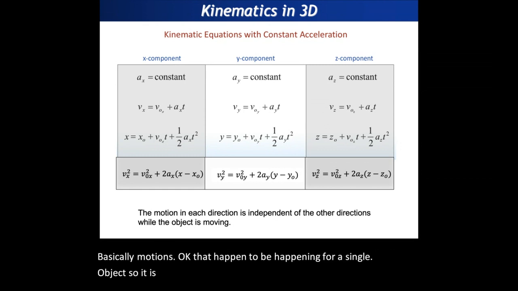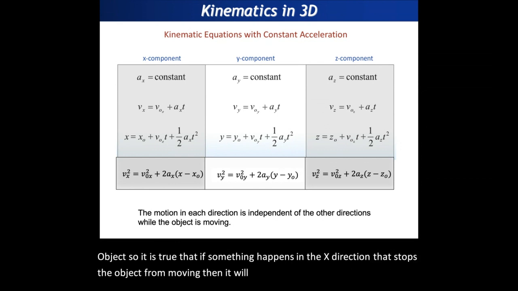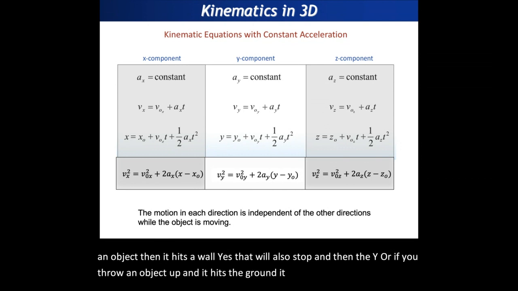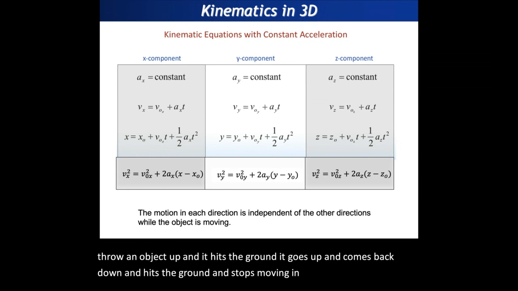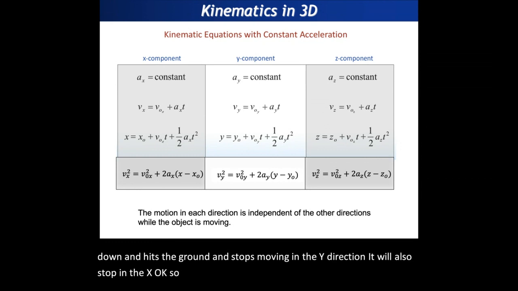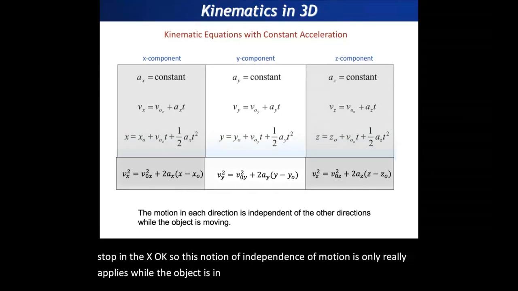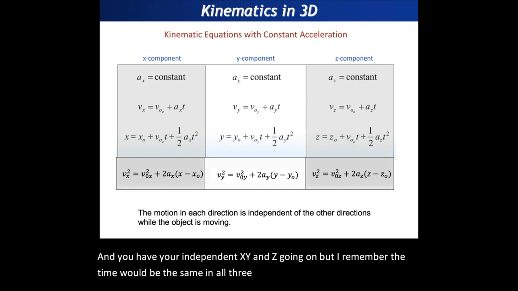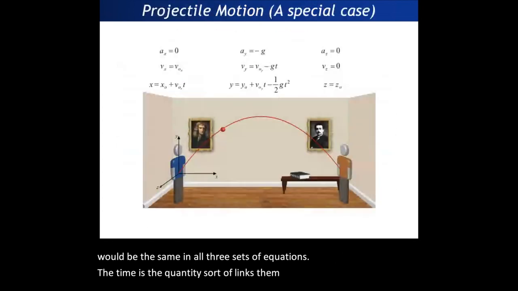It is true that if something happens in the x direction that stops the object from moving, then it will also stop in the y. So if you throw an object and it hits a wall, that will also stop it in the y. Or if you throw an object up and it comes back down and hits the ground and stops moving in the y direction, it will also stop in the x. So this notion of independence of motion only really applies while the object is in motion. You have your independent x, y, and z, but remember the time is the same in all three sets of equations. The time is the quantity that links them together.